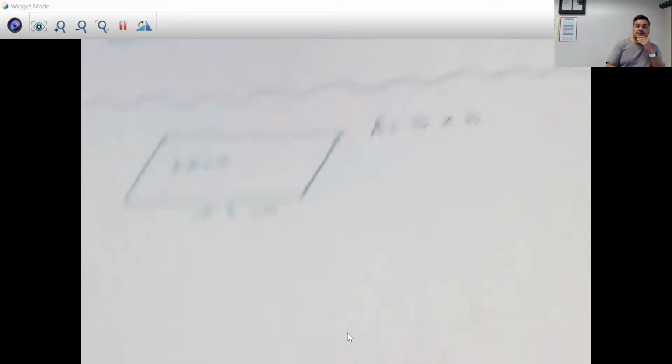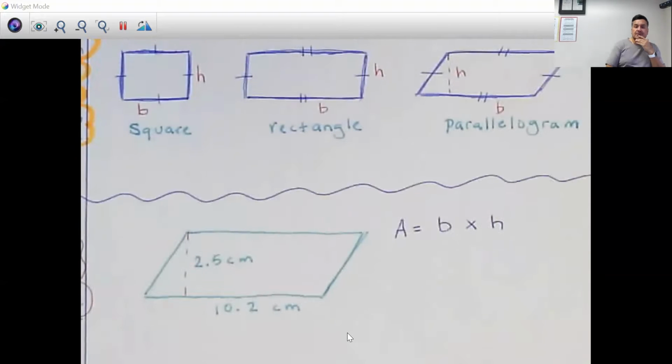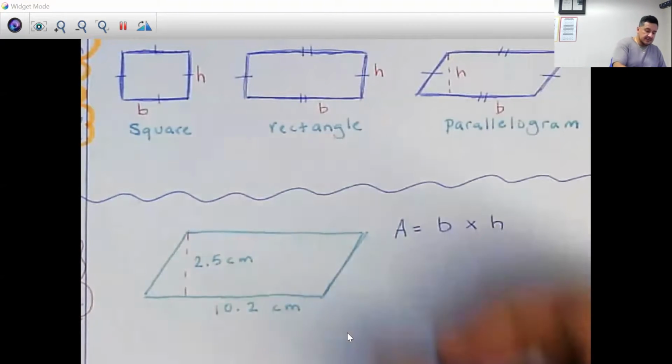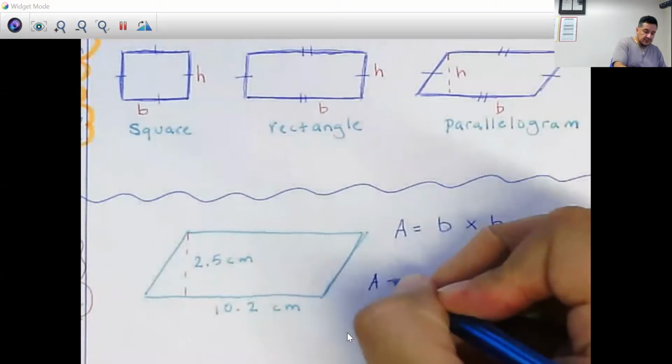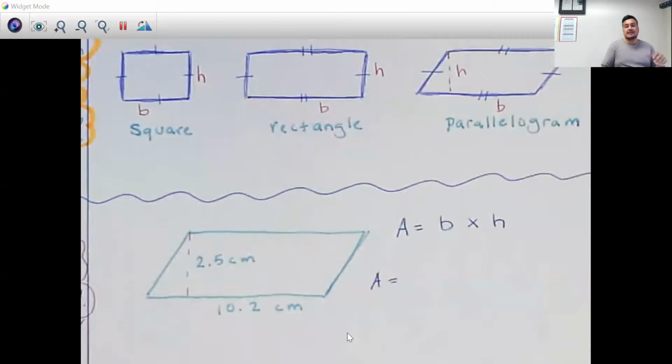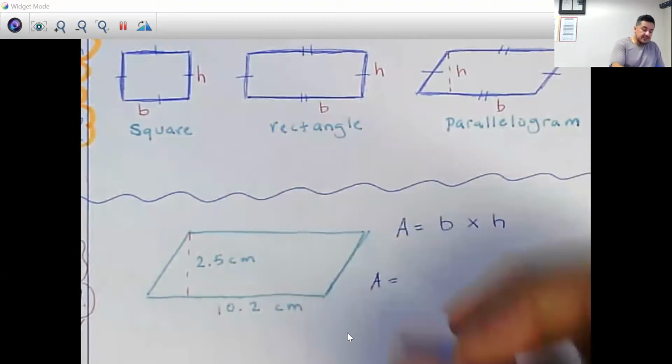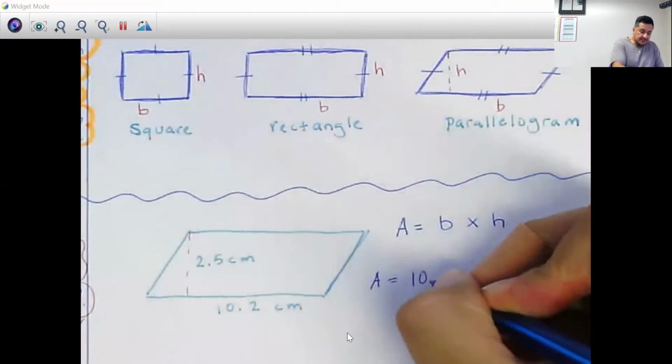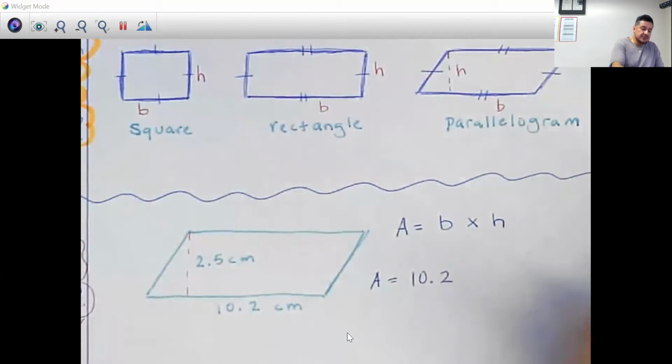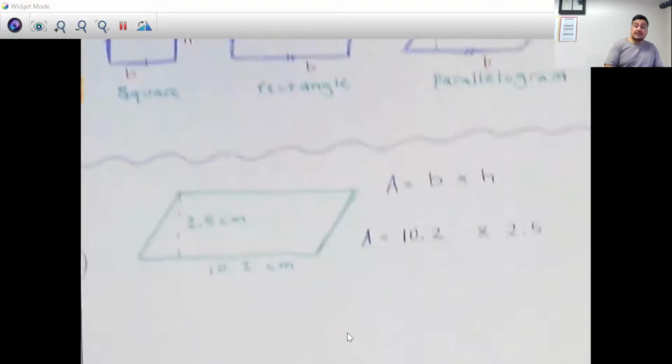So again, from our examples up here, what do you think the value of the base is? Because we're about to find the area of this thing, okay? So what is the value of the base in this one? So take a look at these examples, and what would it be? Would it be the 2.5 or the 10.2, okay? Now, if you guessed the 10.2, great job, that's correct, okay? So it's gonna be 10.2 times 2.5, okay? And we just set up our problem.